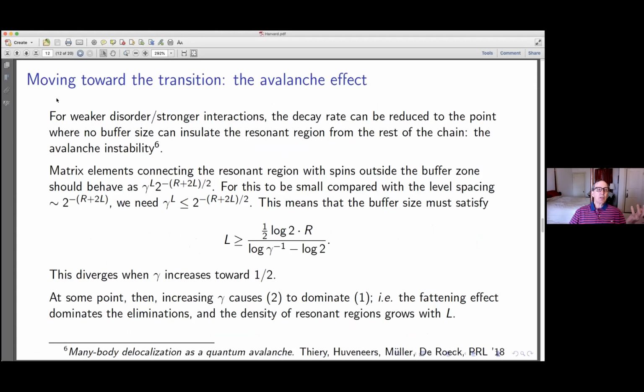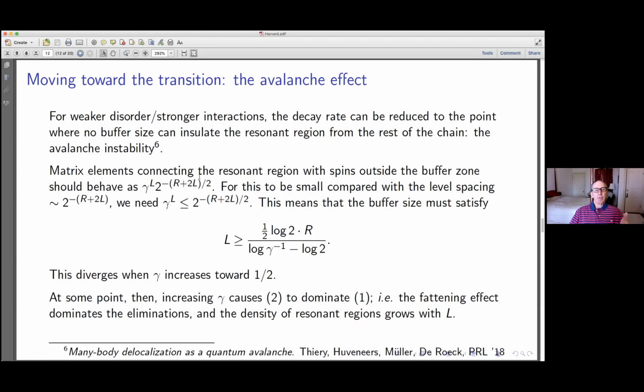All right, now let's talk about moving toward the transition. We need to think about this avalanche effect, which has to do with what happens when the decay rate, gamma to the L, gets poorer and poorer and eventually reaches some critical value. For weaker disorder, the decay rate can be reduced to the point where there's no size for the buffer zone that can insulate the region from the rest of the chain. And this is the avalanche instability.